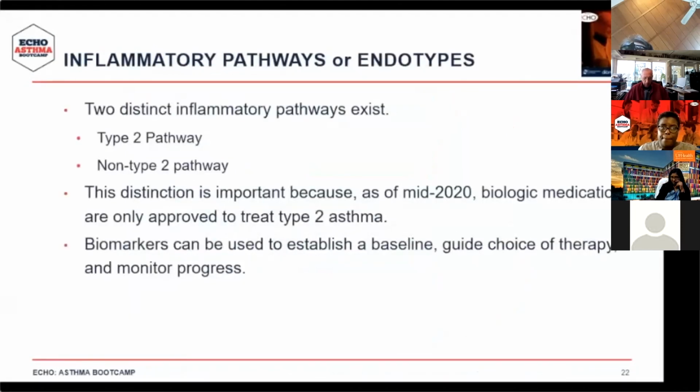And so there are two main inflammatory pathways or endotypes that exist in severe asthma patients. There are two distinct pathways, type 2 pathway and the non-type 2 inflammatory pathway. And it's really important to differentiate between these two because as of mid-2020, biologic medications are approved only to target the type 2 pathway of asthma. And biomarkers can often be used to establish a baseline, guide an appropriate choice of treatment for these patients, and on some occasions monitor progress to see how they respond to the drug.